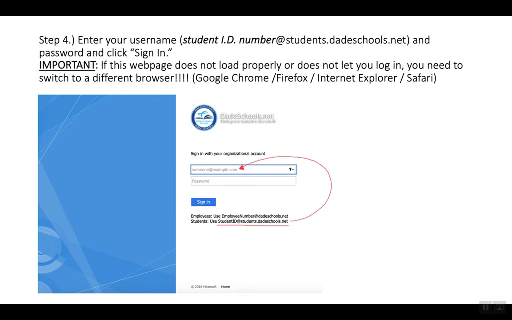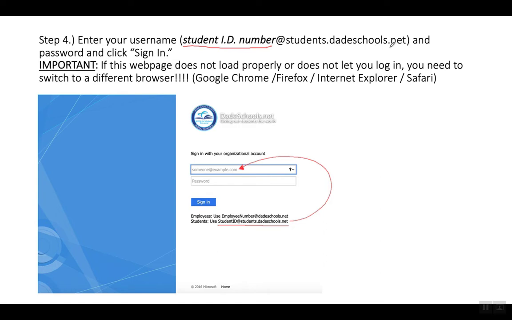Now, this is step 4. So as I wrote here on the top, you got to enter your username. Your username, if you look down here, it's underlined in red what the process is. You got to write your student ID at students.dadeschools.net. That doesn't mean write student ID. That means write your student ID number. I realize for some of you that's common sense, but that's a common question that I get every year.